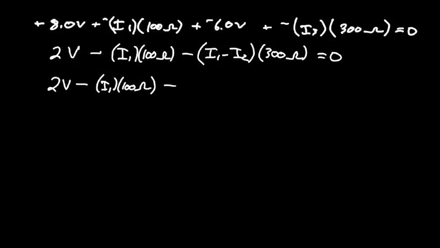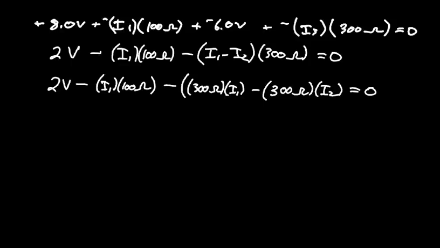And then minus, and I'm just going to factor this out. So we'll have 300 ohms times I1 and minus 300 ohms times I2 equals 0. Now I have two different terms with I1 in it.